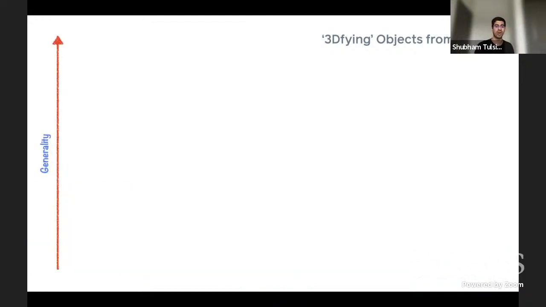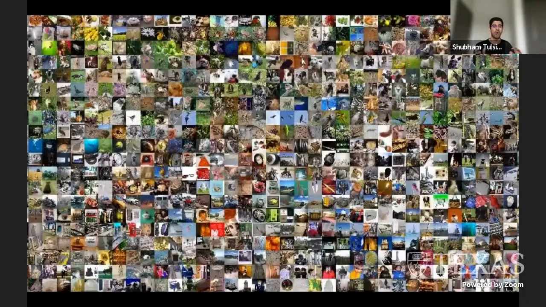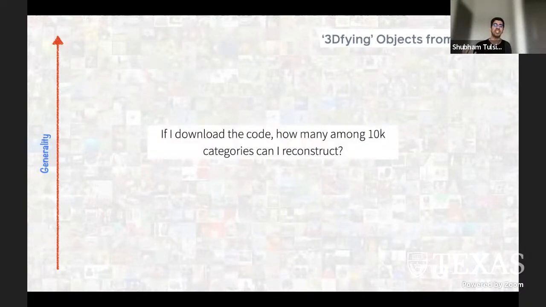But of course, there's this complementary axis that we're also interested in, which is what I started the talk by, that we want a system that can reconstruct the everyday objects around it. By some estimates, there are over 10,000 object categories in the world. With that rough number in mind, the question of generality boils down to, if we take a system, how many categories amongst these 10K categories is this system capable of reconstructing?